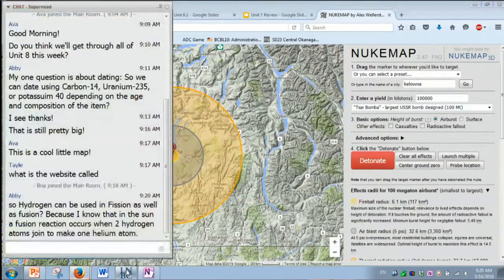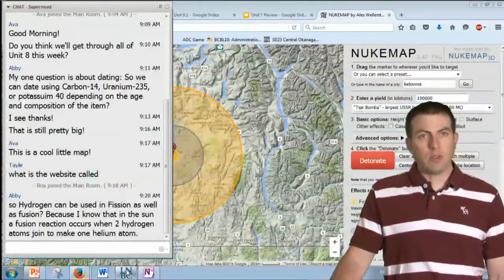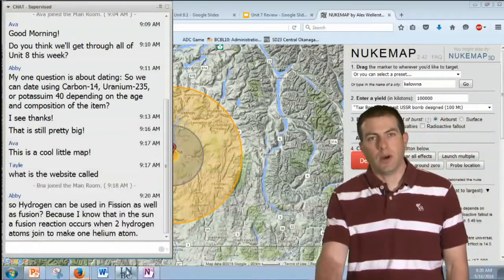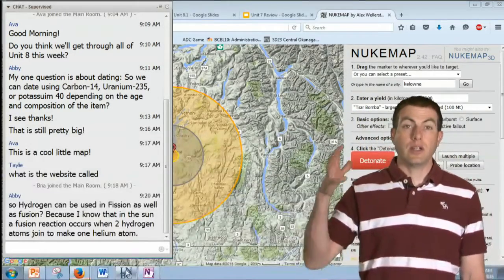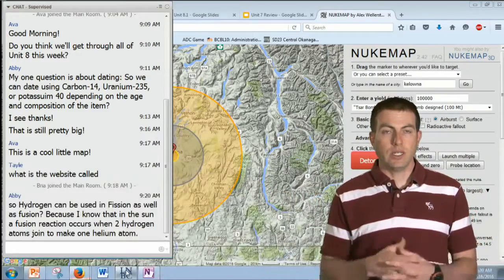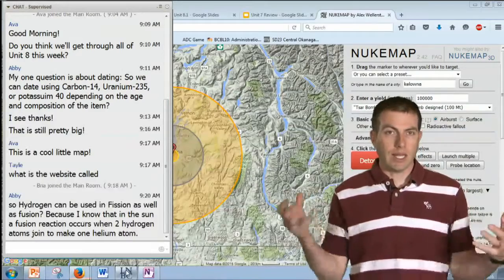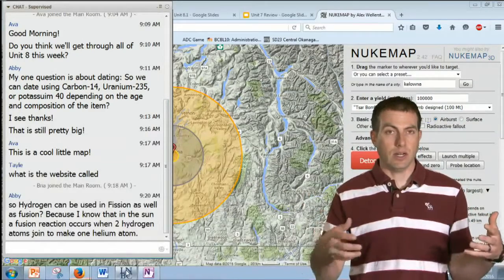Hydrogen can be used in fission as well as fusion, because I know that in the sun, a fusion reaction occurs when hydrogens fuse. So yeah, we use fusion in bombs. The only way we can create enough temperature and pressure to fuse atoms together really quickly is by detonating a fission bomb first. So the fission bomb allows a fusion bomb to occur.